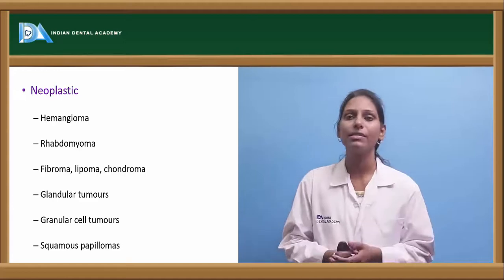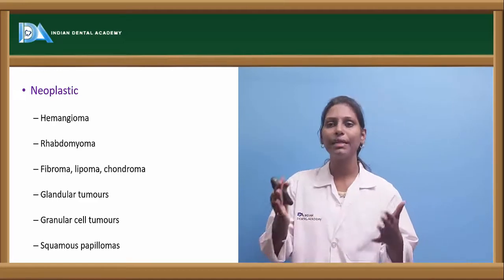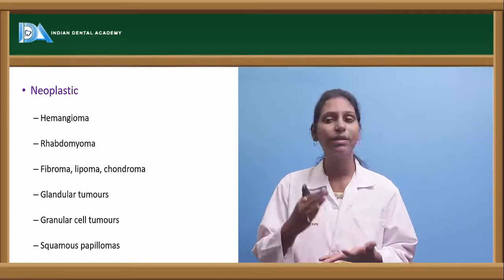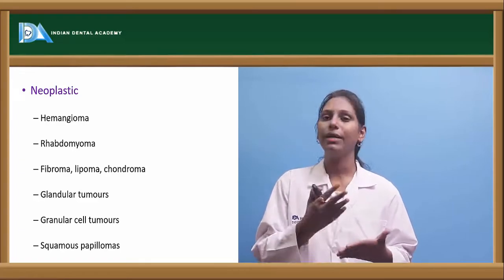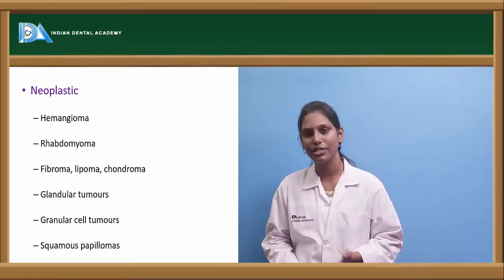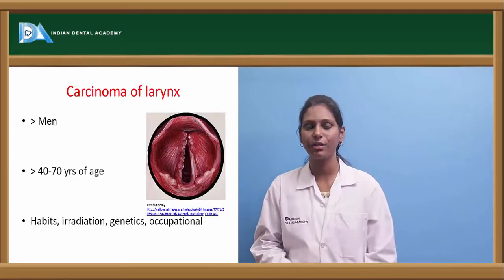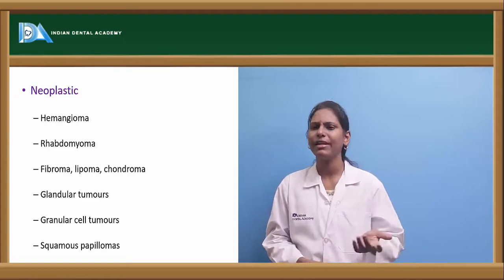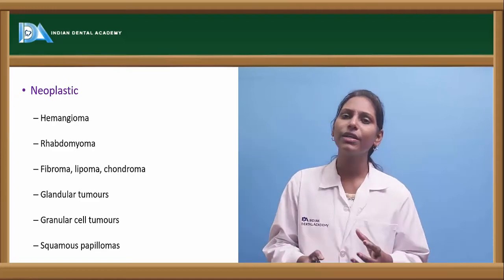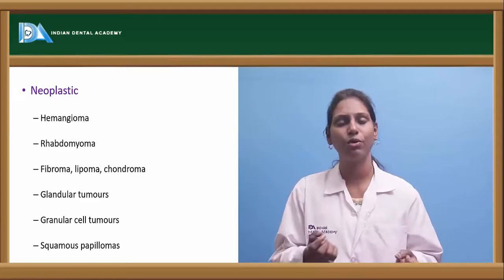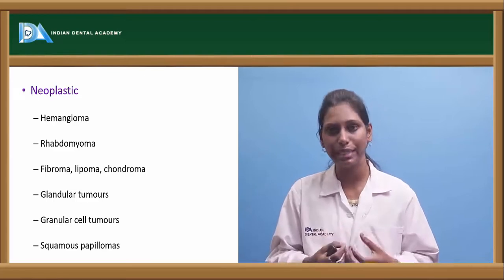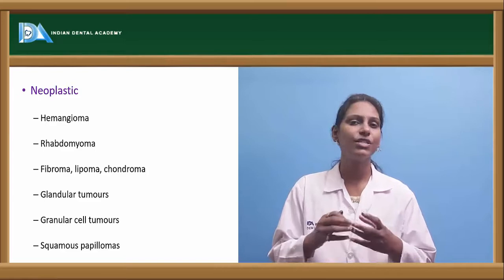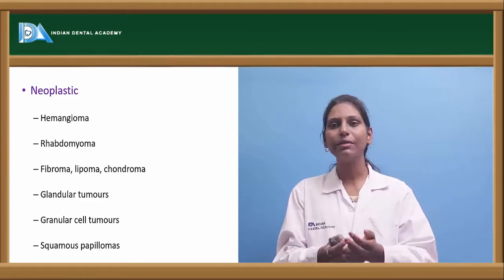Now next, we have various neoplastic lesions. These can be either benign or malignant. The benign lesions, to name them, are hemangioma, rhabdomyoma, fibroma, lipoma, chondroma. We have various glandular tumors and granular cell tumors, and finally the carcinoma of the larynx, which is a malignant one. Hemangioma, as we all know, is a benign tumor of blood vessels, with endothelial proliferation. In hemangiomas the patient will have a benign swelling there.